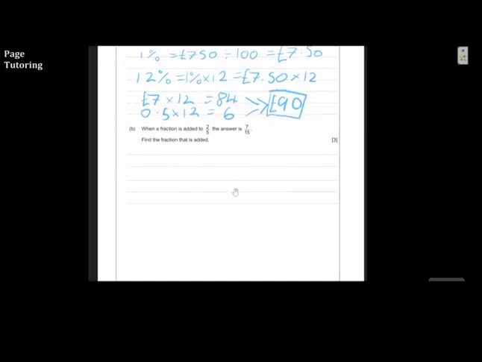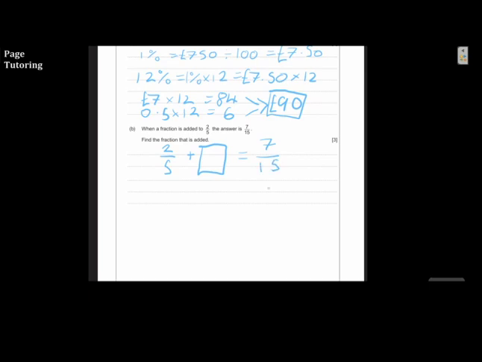So then part B asks, when a fraction's added to 2 over 5, the answer is 7 over 15. Find the fraction that is added. So if I write this like algebraically, so I've got 2 over 5, and I know that something, like some sort of fraction here, added to it would equal 7 over 15.